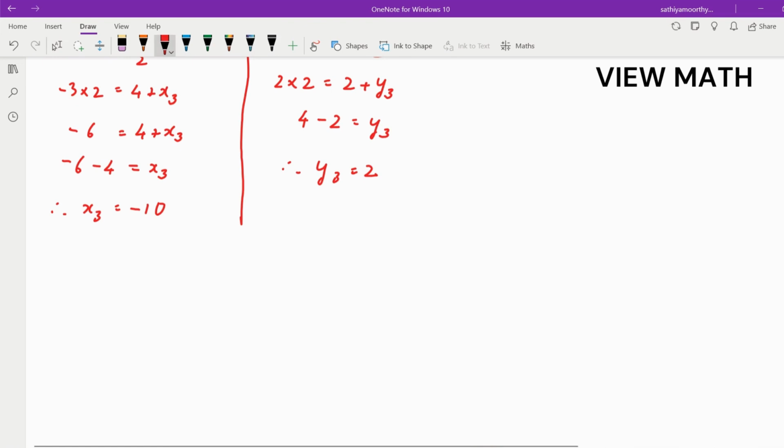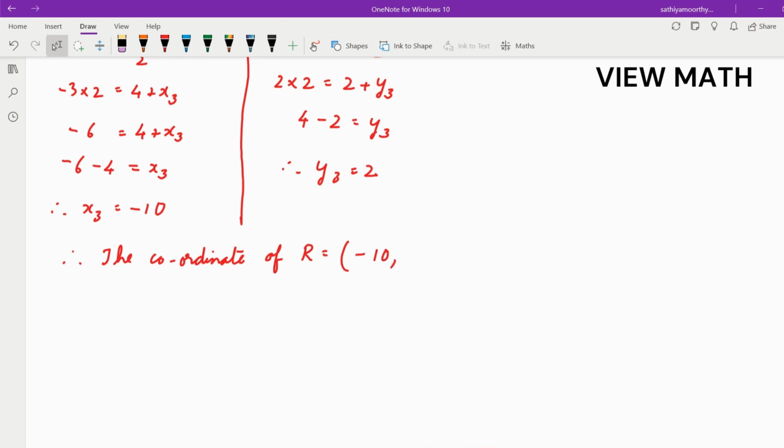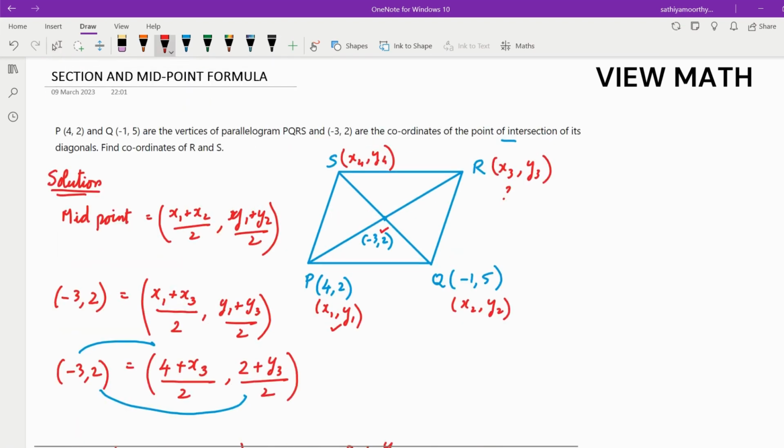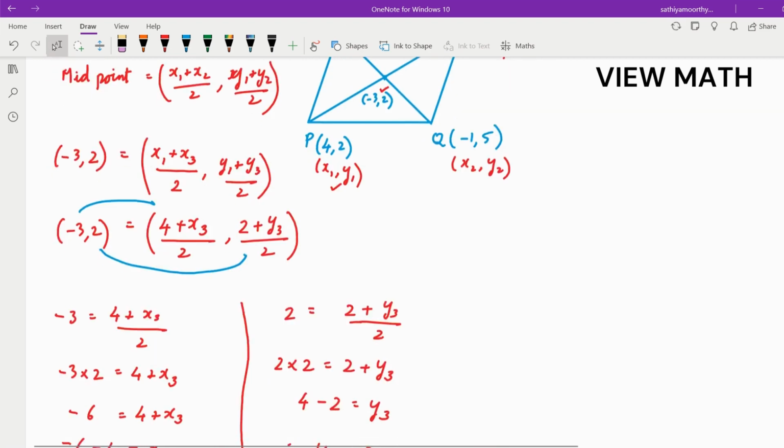So we have found out x3 and y3. Therefore the coordinate of r is x3 comma y3, so it is minus 10 comma 2. So we have found out the r coordinate, minus 10 comma 2. Now I'm going to take the SQ diagonal to find out x4 and y4.